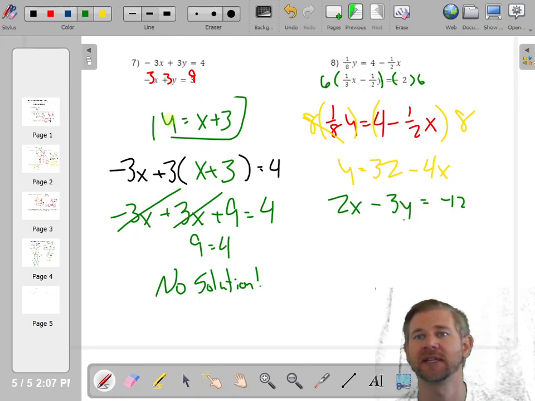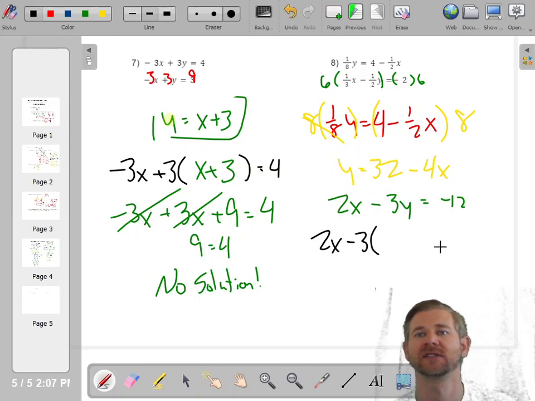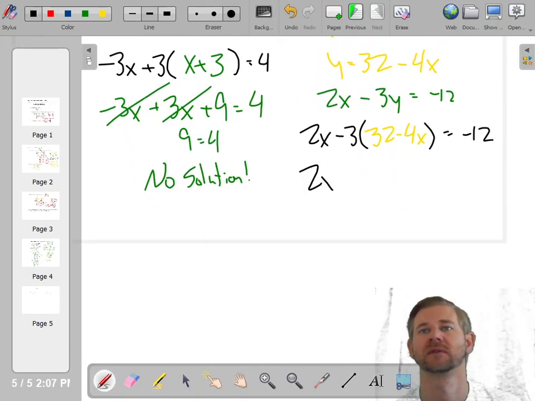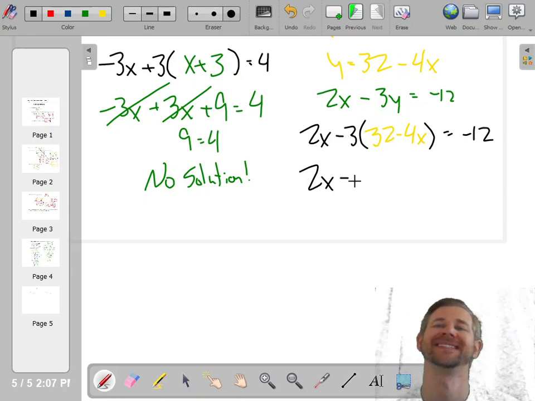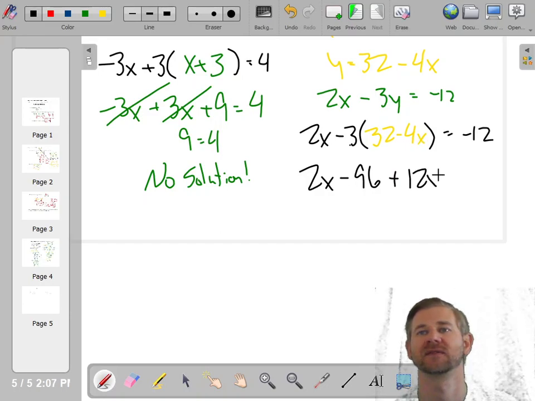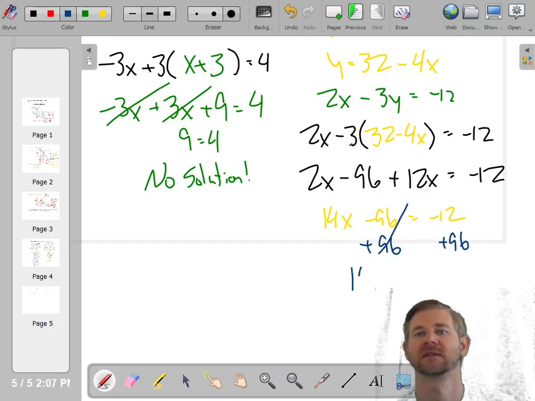Now I have a substitution. Instead of y, I'm going to put what y equals. So I'm going to say 2x minus 3y, but I'm not going to write y. I'm going to write what y equals, 32 minus 4x. Now I will distribute. 3 times 32 is 96, and then it's plus -3 times -4 is positive 12x. 2 plus 12, those are like terms. 14x minus 96 equals -12. Go ahead and add 96 to both sides.